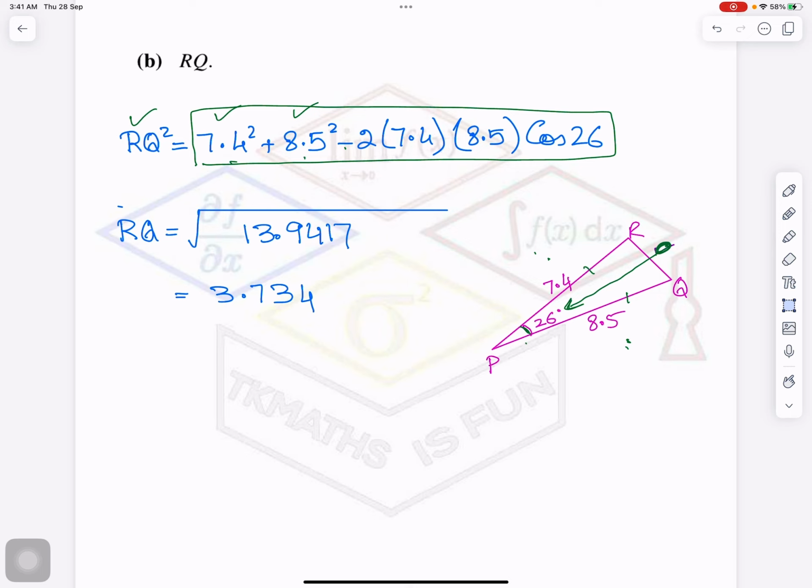Again, you will leave the answer in 3 significant figures. So 3 significant figures end here, 3.73. What is the digit after 3? 4, which is less than 5. So my 3 significant figure answer will be 3.73 centimeter.